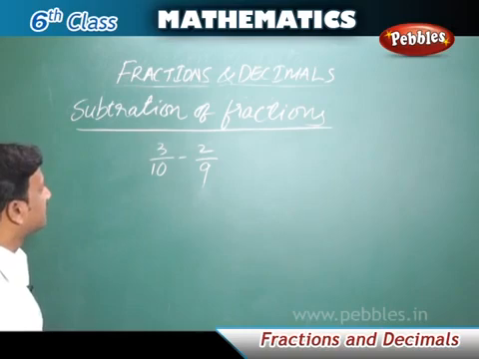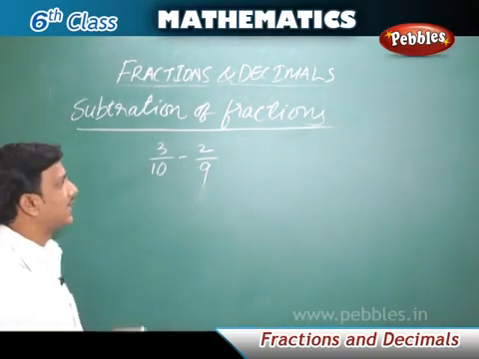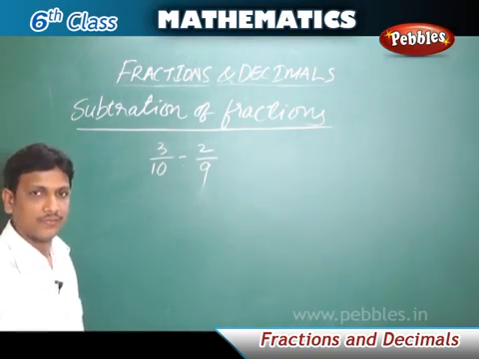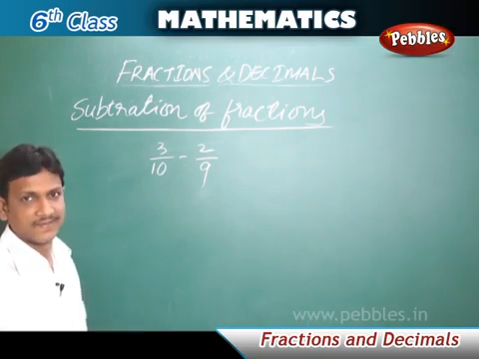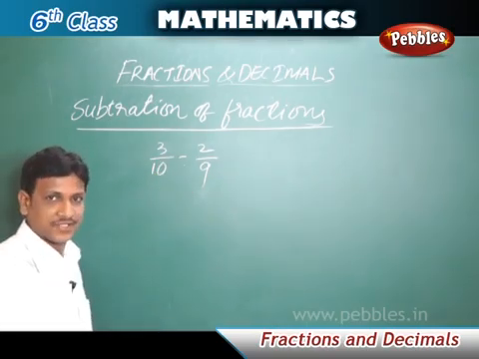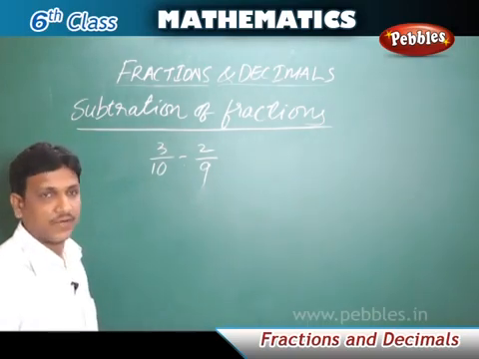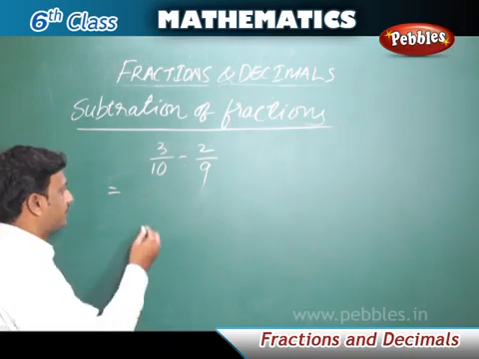Now let us see the subtraction of 3 by 10 minus 2 by 9. Can we do this subtraction just like the before example? No, it's not possible. In the previous example, both the fractions were like fractions. Their denominators were the same. But here, these two are unlike fractions because their denominators are different. Now let us see how to do this subtraction of these unlike fractions.